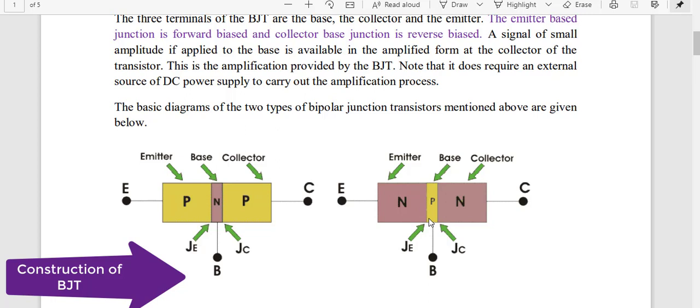Okay. So according to the constructional view, you can say that BJT may be of two types: one is the PNP transistor and another is the NPN transistor. From this construction you can see you have two junctions. One is between P and N, and here also another is between N and P. That means one PN and another NP. Similarly here, the junction between N and P and the remaining one is between P and N.